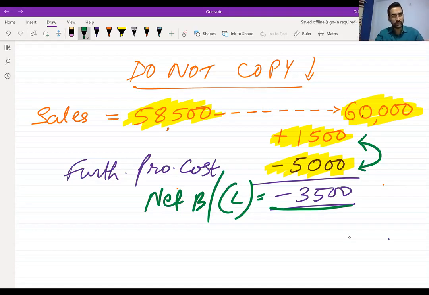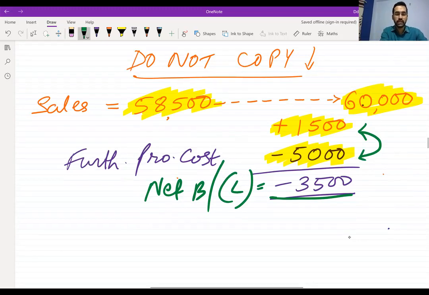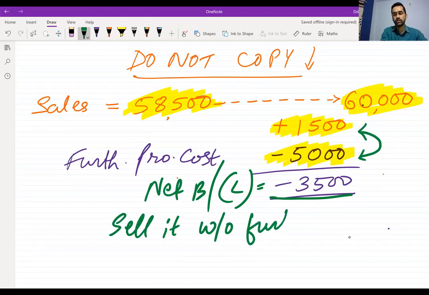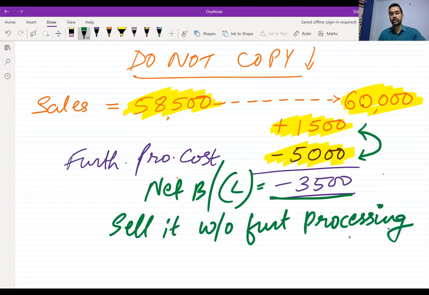If further processing is a bad decision, then what is a good decision? Sell it without further processing. All right. Now, some of you will get confused with this selling expense. Sir, you're only considering further processing cost. What about selling cost? Please understand. How did we get that selling expense for X? Are we spending selling expense separately for A, X, and Y? No. As per the question, it is 10% of the total cost, correct?